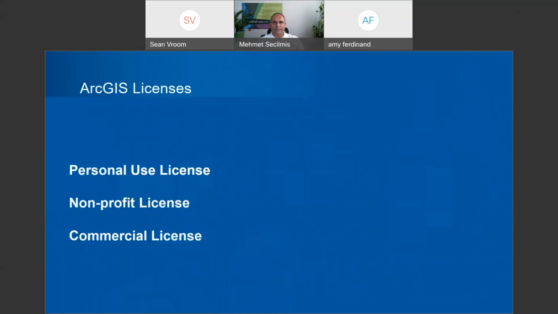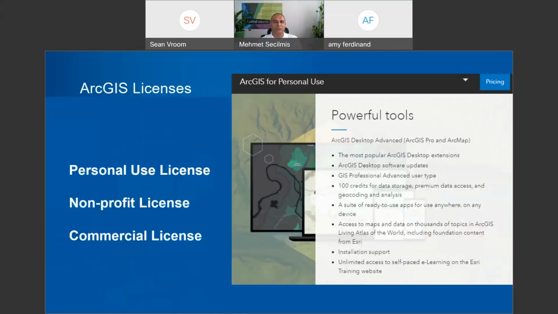And just to talk about the ArcGIS licensing, if you are part of an organization, you can get licenses from different mechanisms from Esri. So if you are a user, you can get a personal use license at a fraction of the cost. And the personal use license allows you to have ArcGIS Desktop and ArcGIS Online and some credits. So you can learn ArcGIS and use it for your personal use with that license.